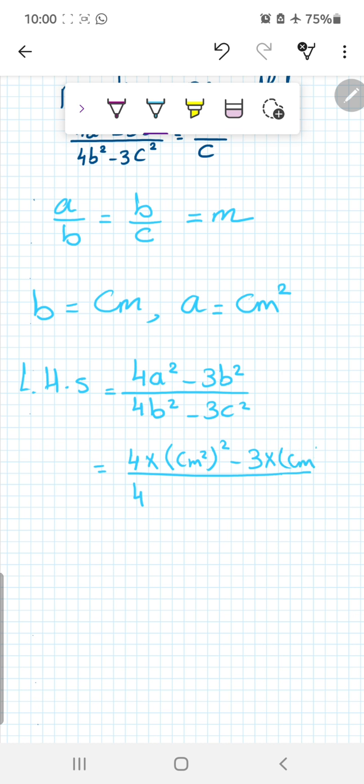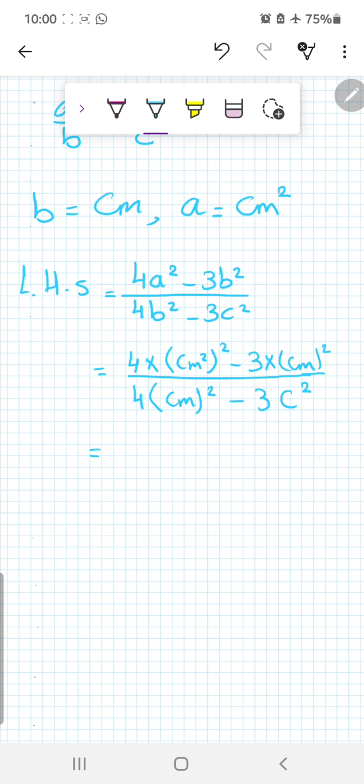So, CM all to the power 2, over 4B equals CM all to the power 2 minus 3C power 2. You can simplify from the first method. So 4 times here power 2 C power 2 and M power 2 all to the power 2, which is C power 2 M power 4, minus here 3 times C power 2 M power 2, over here 4 C power 2 M power 2 minus 3C power 2.